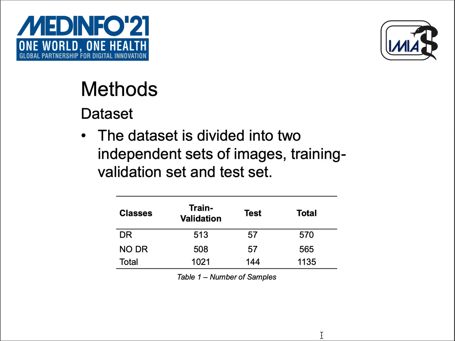This dataset is divided into two different sets. We have the training validation set and the test set. The training validation set is used during training, and the test set is used to obtain the performances of the classification power of the models. The images are classified between the presence of diabetic retinopathy and the absence of diabetic retinopathy.